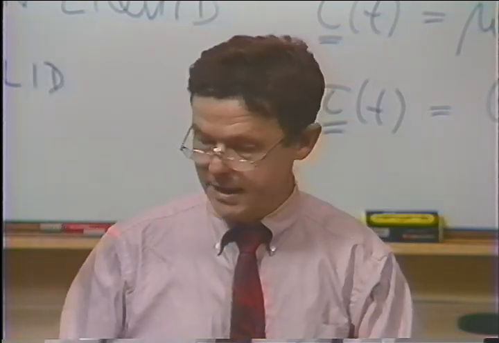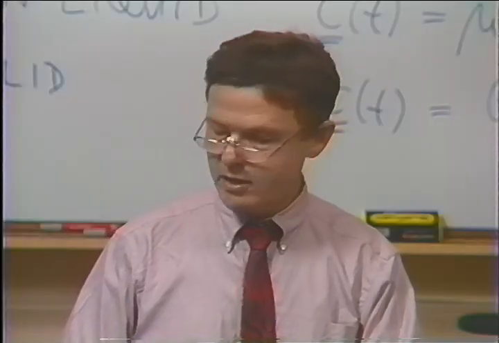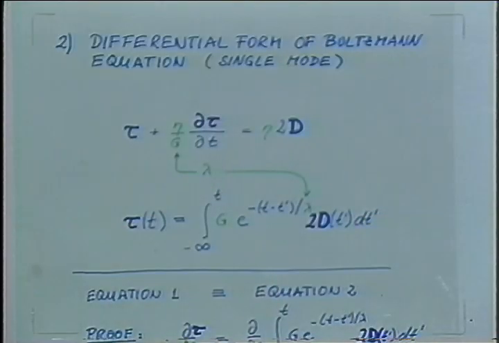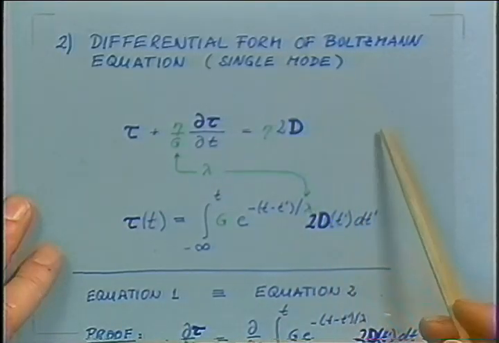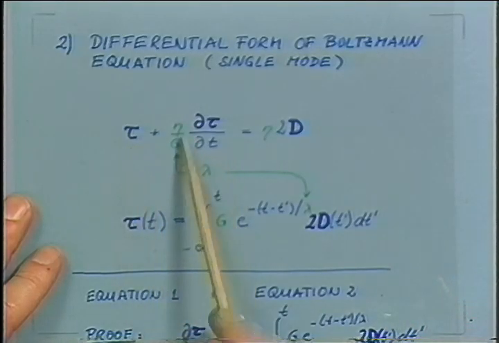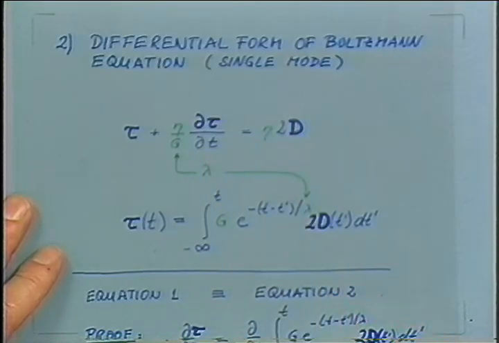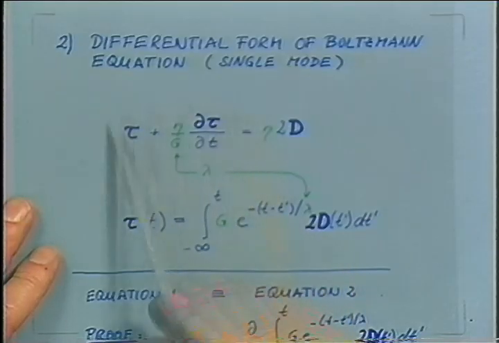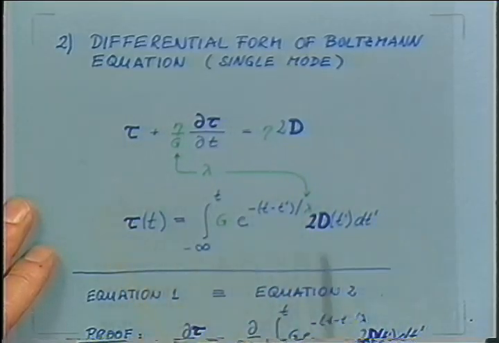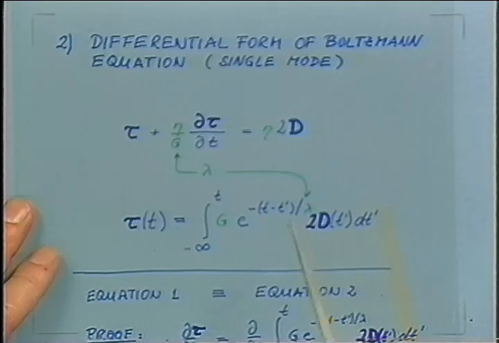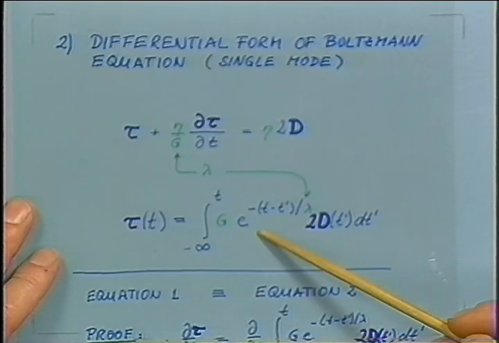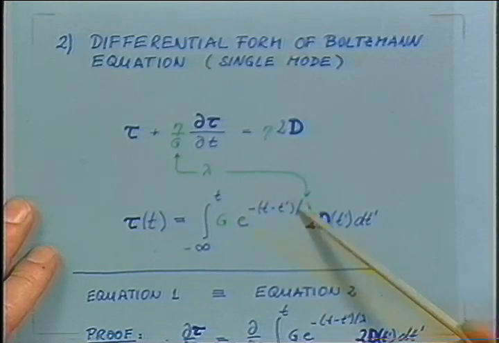Now, very popular is also the differential model, and I wrote it down here for a single relaxation mode, the so-called Maxwell model, where the stress plus lambda times the rate of change of the stress is equal to the viscosity times the rate of deformation tensor. Now, this equation is exactly identical to the Boltzmann equation in the case of a single mode. So you would have one mode being used, and we will introduce an exponential function in this case.